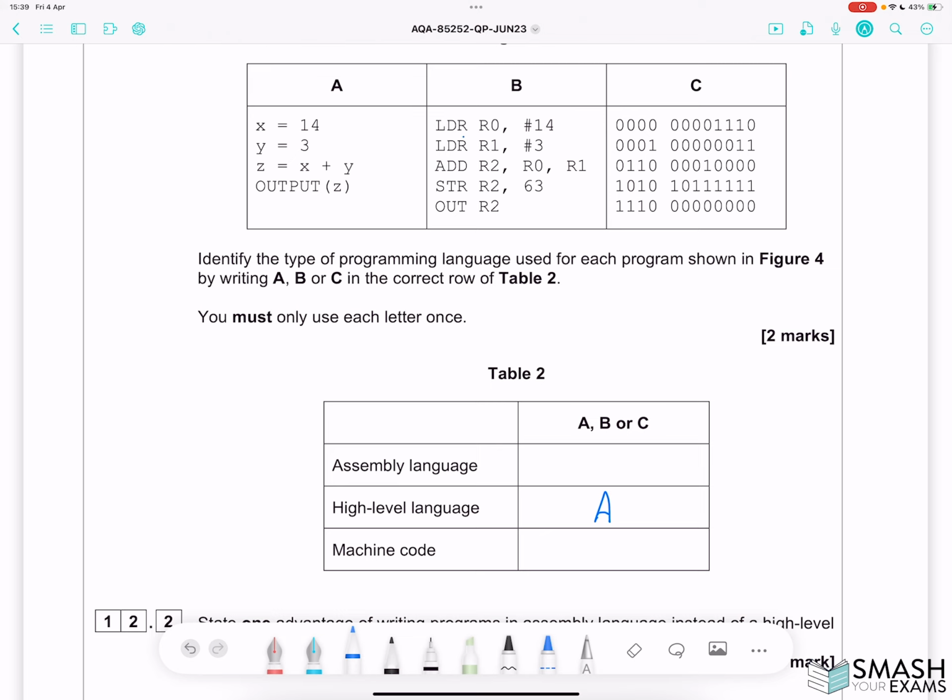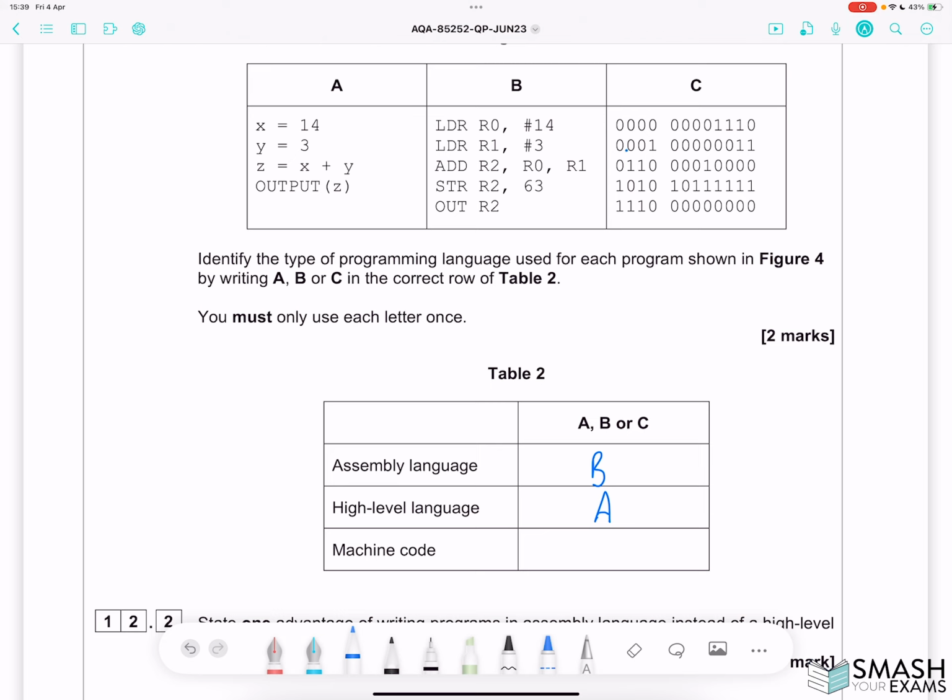B is using what we call mnemonics: LDR, ADD for add, STR for store, OUT for out and so on. One example of that is Little Man Computer, and that is what we call an assembly language. Assembly language is what uses these mnemonics. So that means B is our assembly language.